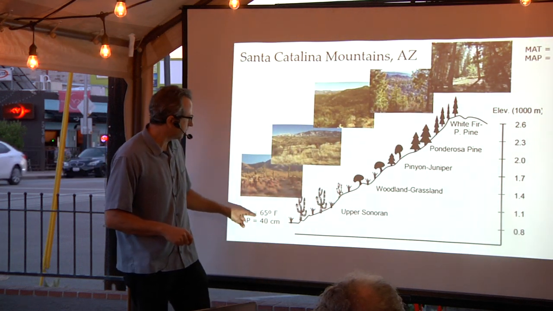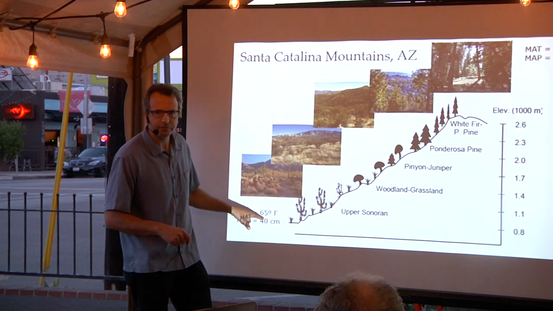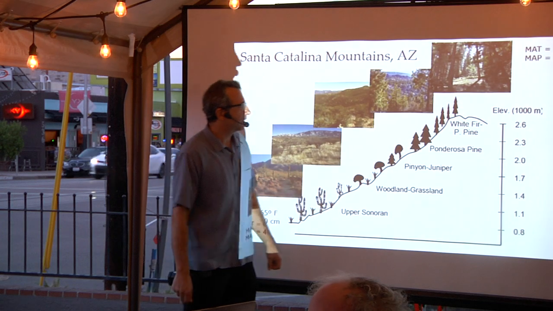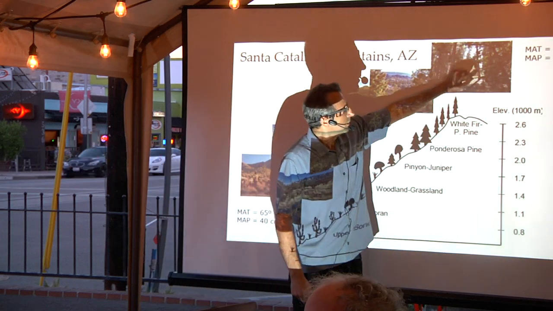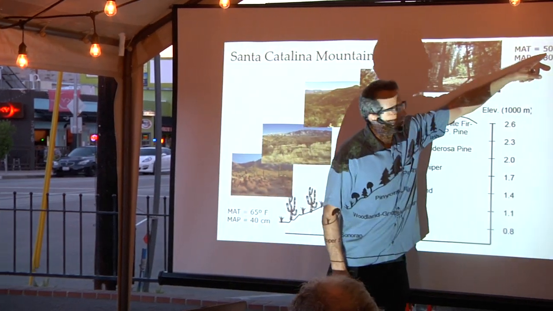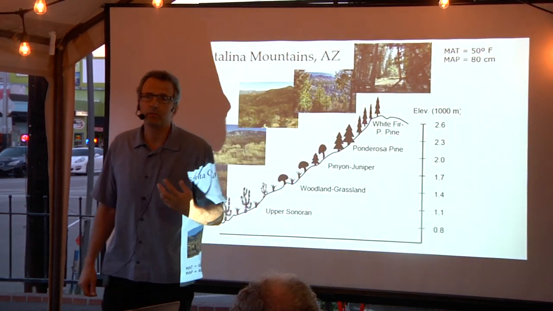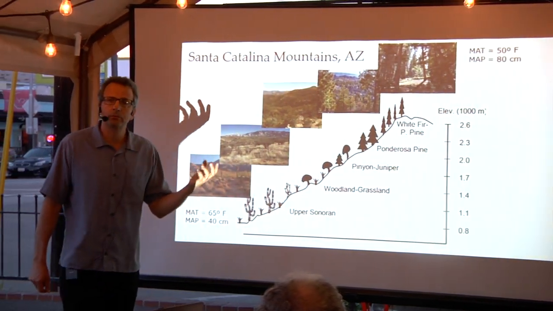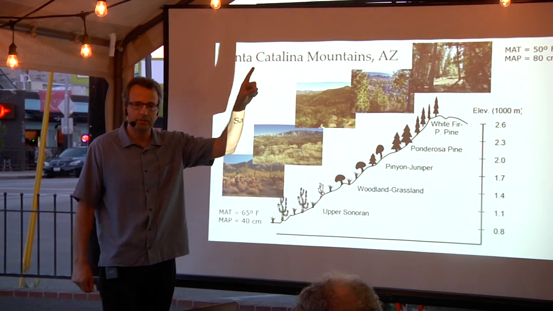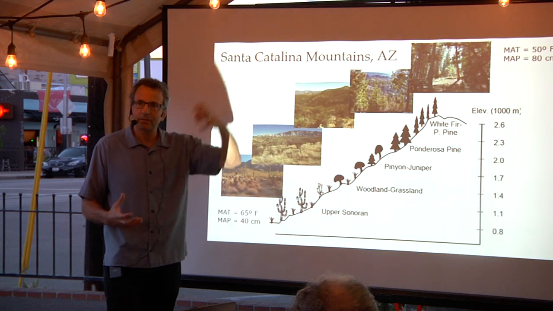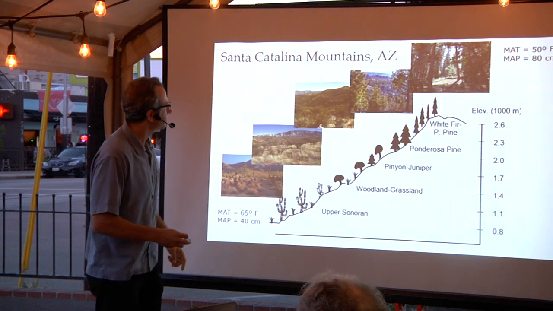So the mean annual temperature down here in Tucson is 65 degrees Fahrenheit. We receive 40 centimeters of rain. But if you go to the top of Mount Lemmon, mean annual temperature is quite a bit lower at 50 degrees, and they receive up there double the amount of rain. So yesterday's storm, we got about an inch down here. They got 4 inches up on Mount Lemmon. And so when we get rain here, they're getting more of it up there.